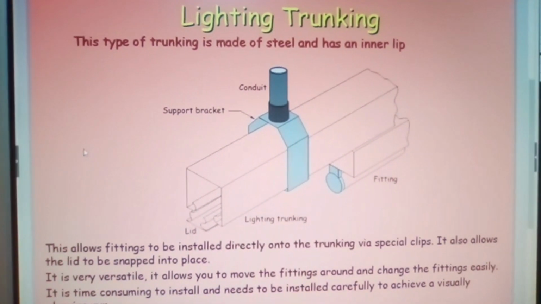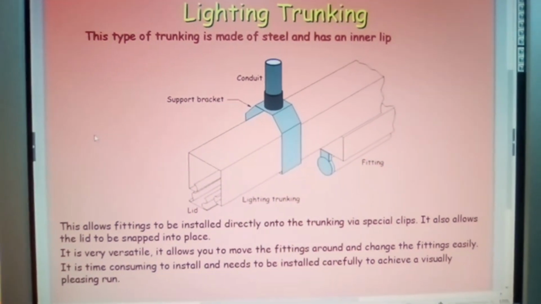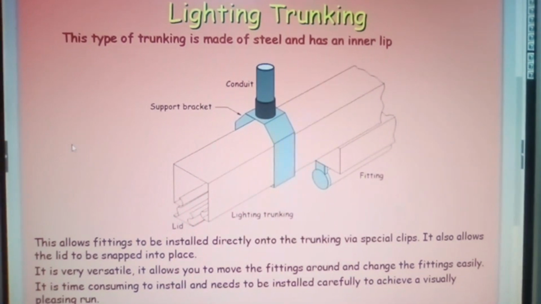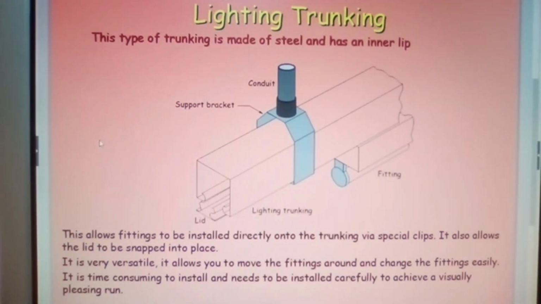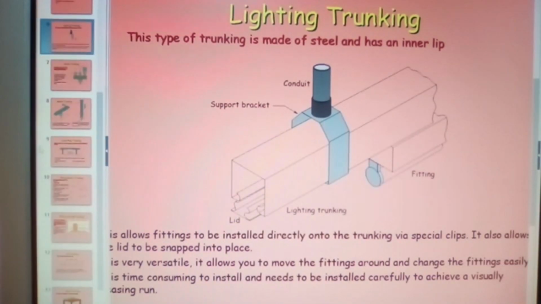Let me come back. Okay. That's lighting trunking. Very effective and very useful.